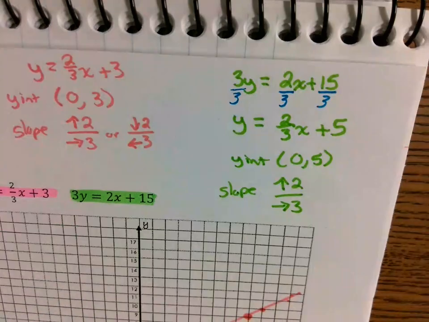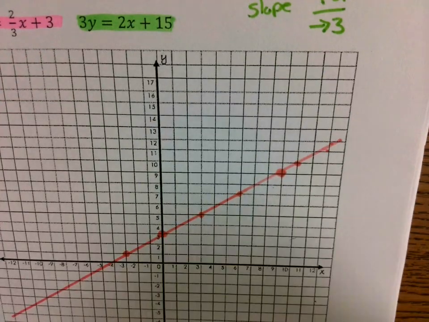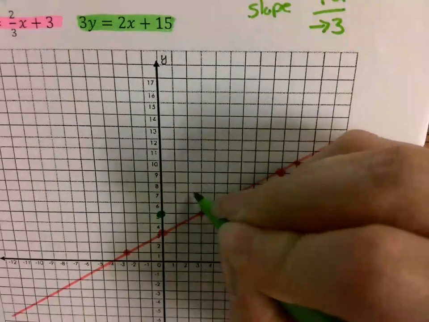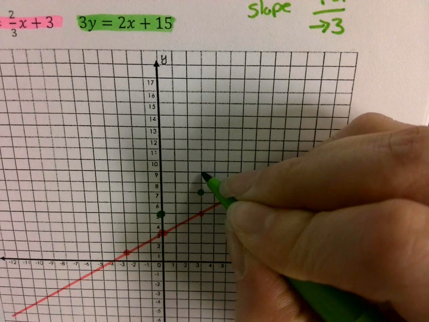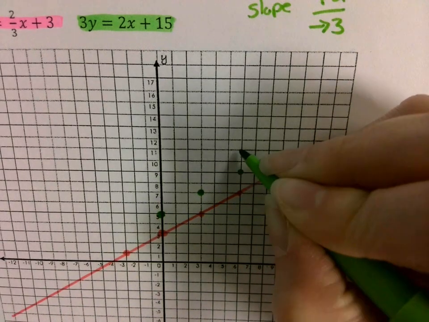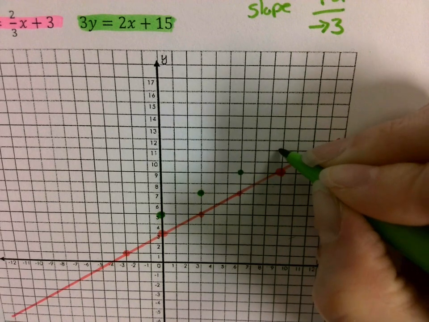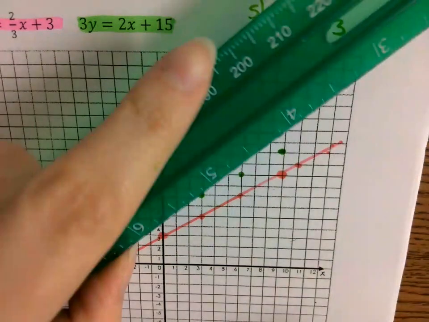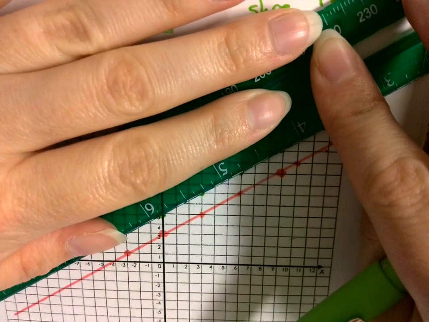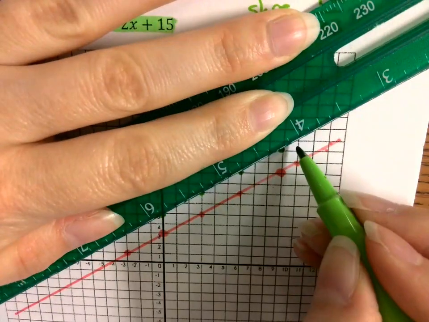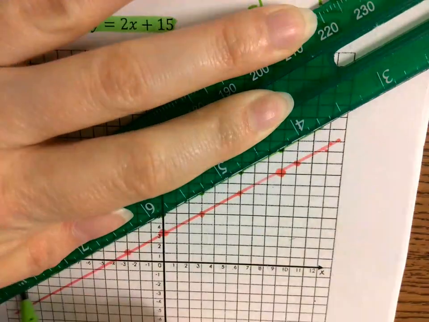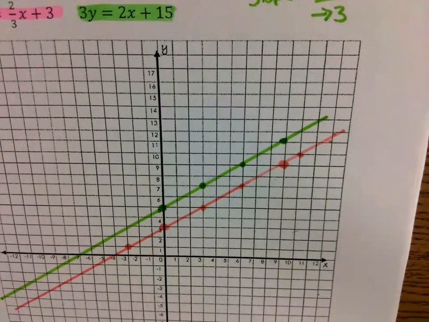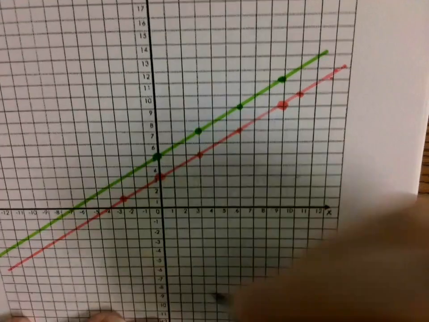So when I'm graphing this one, it's going to start at 5, and I'm going to go up 2 to the right 3, up 2 to the right 3, up 2 to the right 3. Okay, so again, it's going to create a set of parallel lines. So that means that they are never going to intersect. They're never going to touch each other. There is absolutely no solution. So on here, I'm going to write no solution.